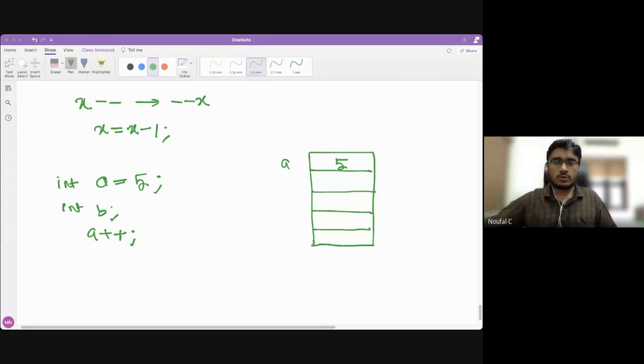All right. Suppose that I'm writing int A equal to 5. In the next line, I'm writing int B. What it will do is allocate a space for the variable B, but it doesn't take any value. In the next line, I'm writing A plus plus.